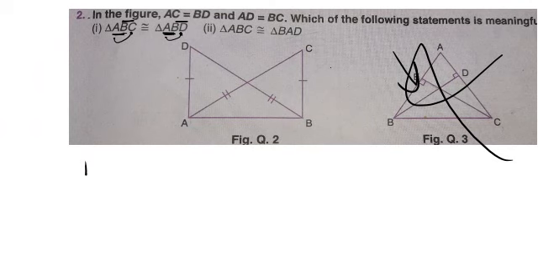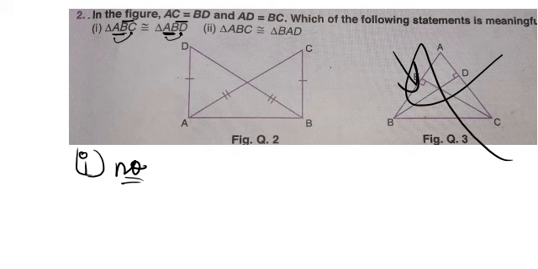So for the first one, simply you can write no, and then if you wish you can write the reason: that the sides BD and BC are totally different from each other, and so are AC and AD, which are again totally different from each other. They are not equal. Thus it is not congruent, whatever you want to write.